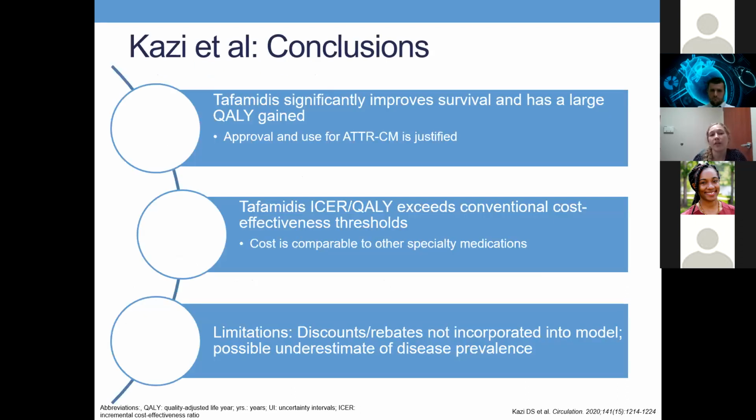The authors' conclusions were that tafamidis significantly improves survival and does have a very large quality gained. And because of this, I do think approval and use for TTR cardiomyopathy is justified due to that mortality benefit. However, I do think it's also obvious that the ICER per QALY greatly exceeds conventional cost effectiveness thresholds. And although it's true that the cost is comparable to other specialty medications, and although it's also true that conventional cost effectiveness thresholds are really not well suited for specialty medications or medications for rare diseases due to the high list price, I think this still leaves patients with really high out-of-pocket costs, and it can affect their access to care.